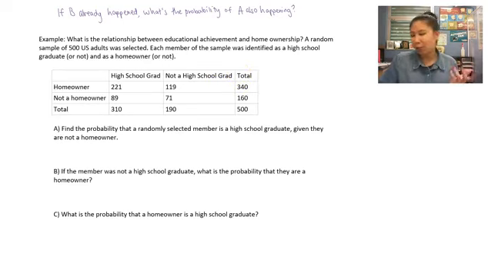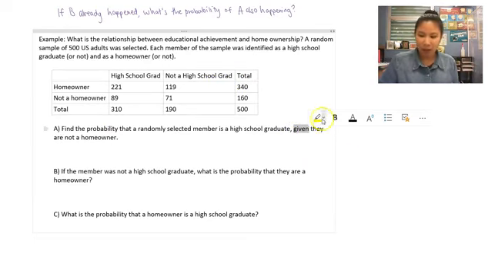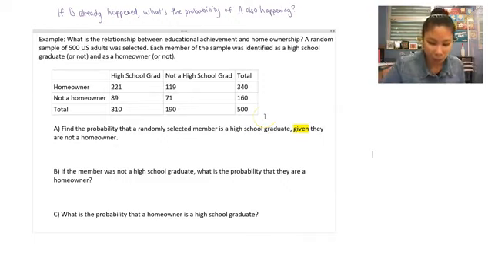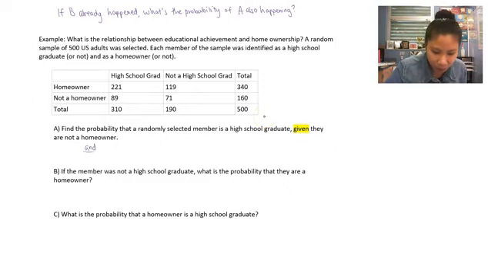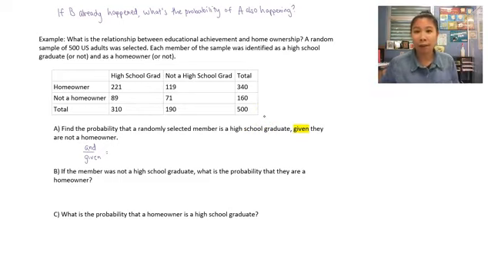So the first one is the most obvious one because right here they give you the word given. Find the probability that a randomly selected member is a high school graduate given they are not a homeowner. So right off the bat, because they use the word given, we know this is going to be a conditional probability problem. So my formula is and over given. So I always start with what's given. Given they are not a homeowner.